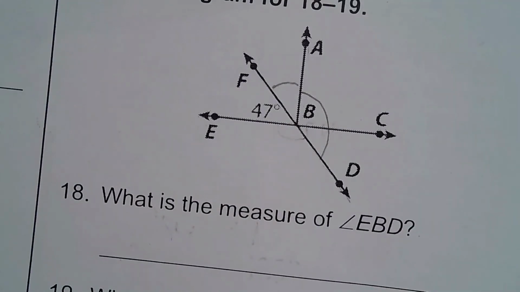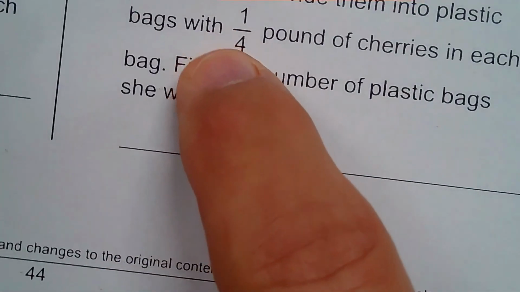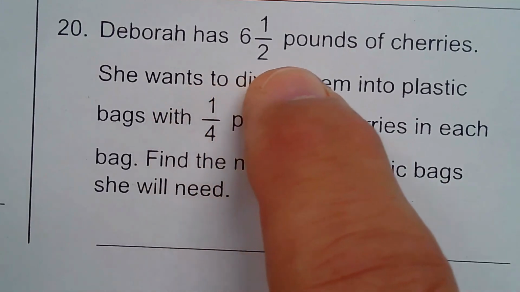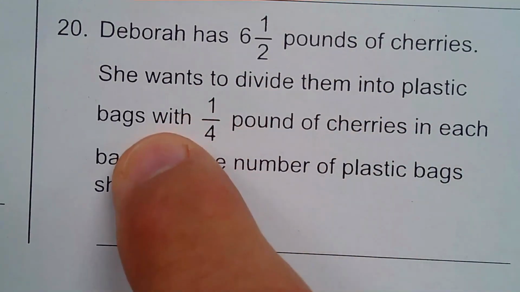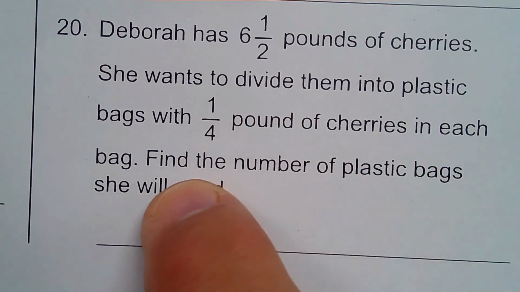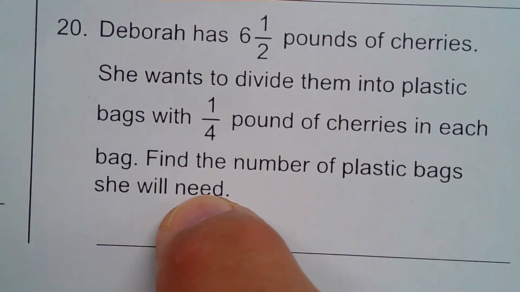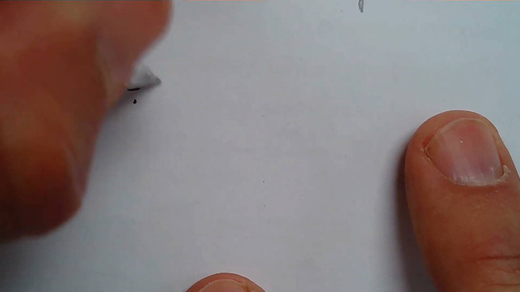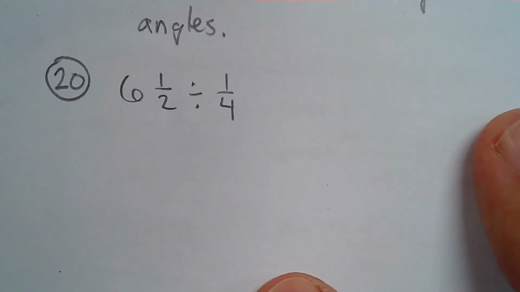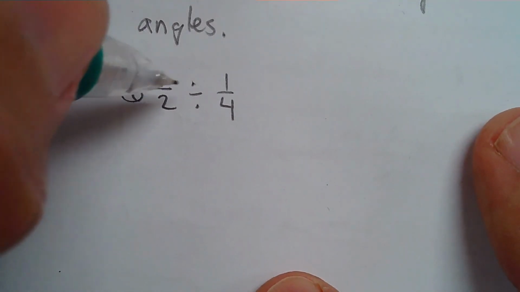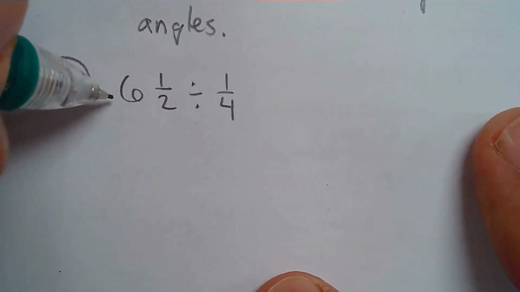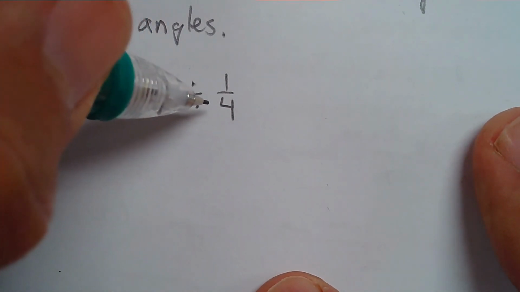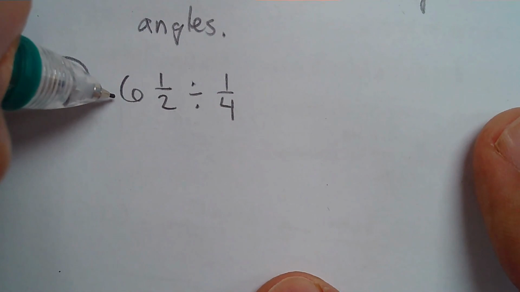Number 20, our last one. All right. So this is Deborah has 6.5 pounds of cherries. She wants to divide them into plastic bags with 1/4 pound of cherries in each bag. Find the number of plastic bags she will need. So it looks like it's 6.5 divided by 1/4. 6 1/2 divided by 1/4. Well, you know what I'm thinking? This is how many quarters fit into 6.5. Well, 4 quarters fit into one, and 4 times 6 is 24, and then 25, 26. So in my brain, I know it's 26.